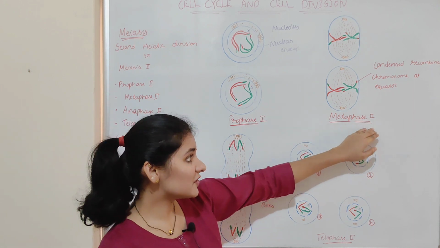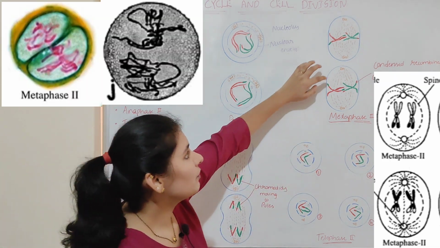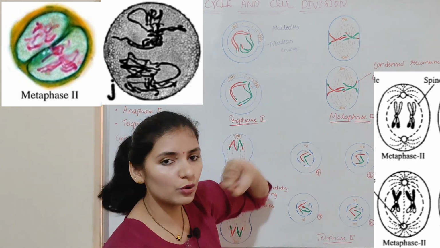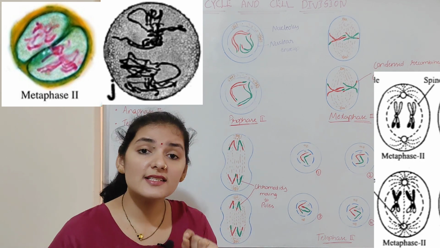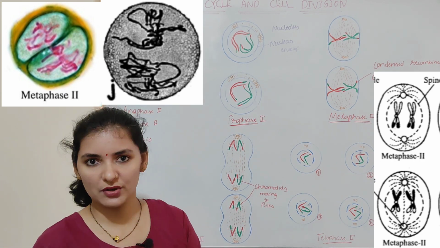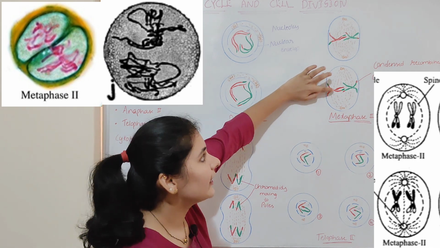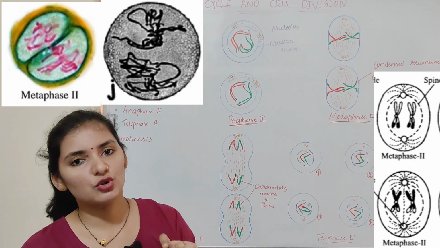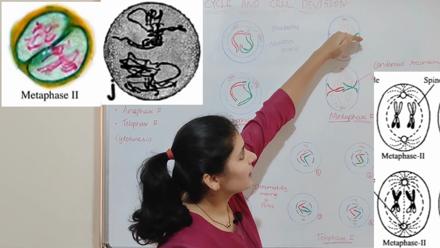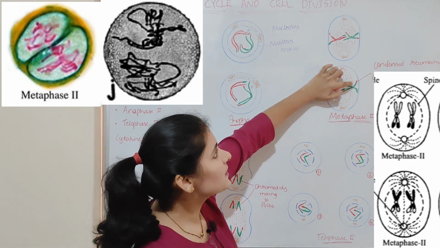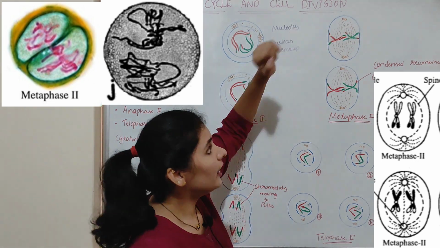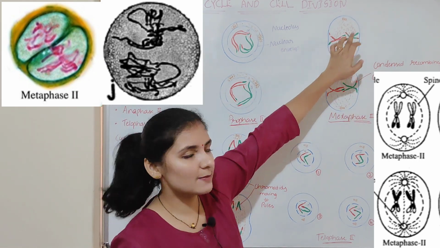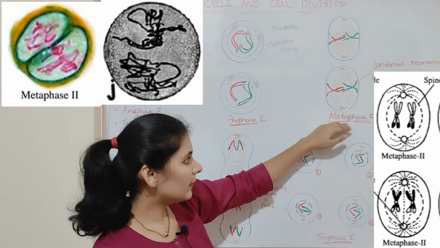Next stage is Metaphase II. In the Metaphase II, the spindle fibers which are formed between the two centrioles now get attached to the kinetochore of the centromere. Kinetochore is a disc-shaped structure which is present on the surface of the centromere. So this spindle fiber gets attached to the kinetochore of the centromere of each chromosome, and they bring this chromosome to the center of the cell. As you can see in this diagram here, the chromosomes are aligned at the equatorial region or the center of the cell, or they are aligned at the metaphase plate of each cell. So that is regarding the Metaphase II.